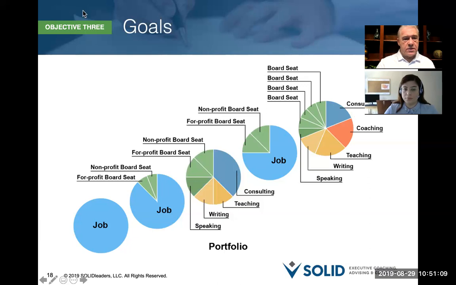Now, on the goals, here is the results. Anna? 29% said yes, and 71% no. So 71% of you on this webinar do not have a written career plan. Okay, so I should be nice and say, oh, no, shame on you, do it.